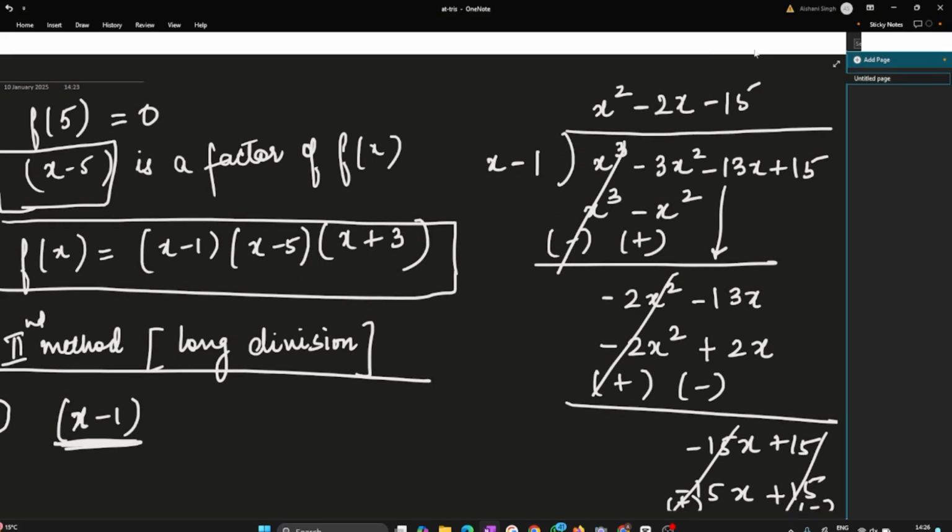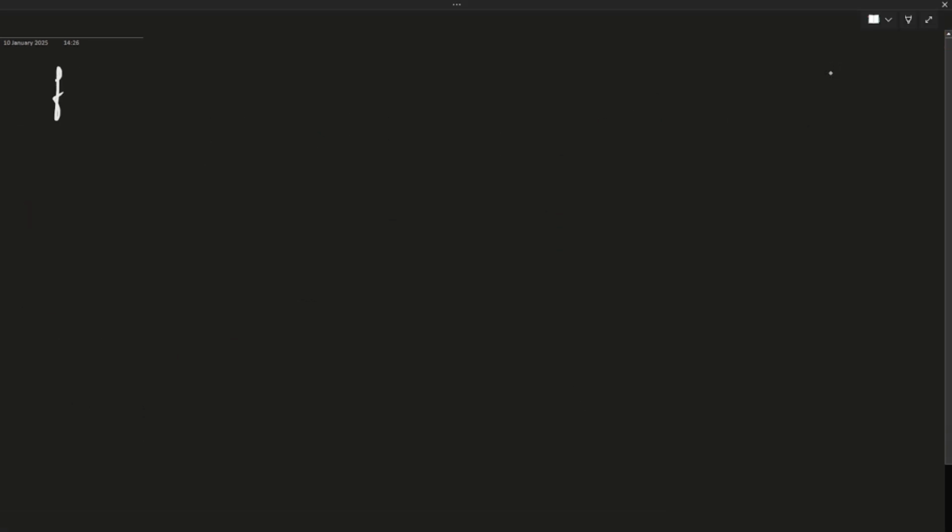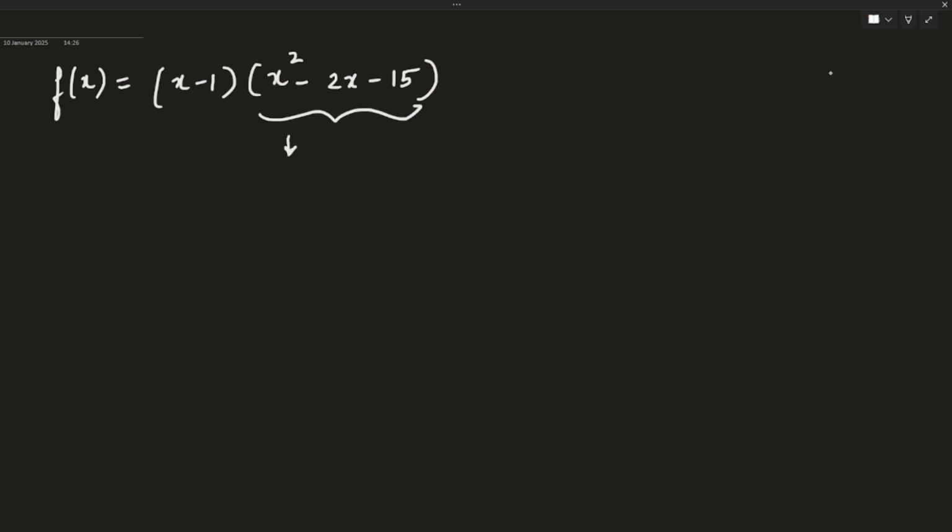Now we can write f(x) is equal to x minus 1 into x square minus 2x minus 15, which is your quotient. Now we'll factorize this by splitting the middle term. If you factorize this quadratic expression by splitting the middle term, you can get the two factors.